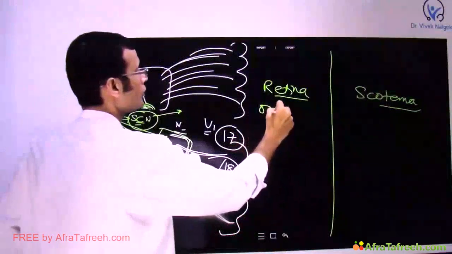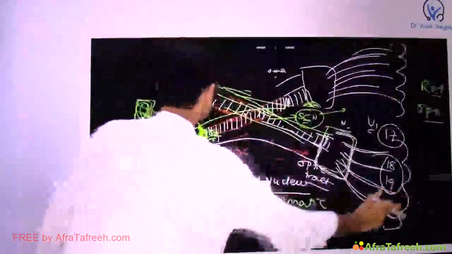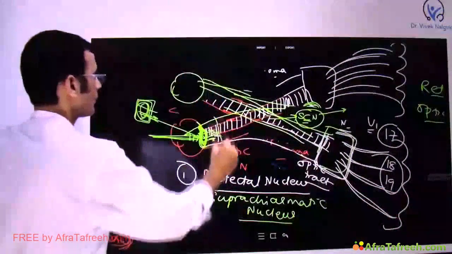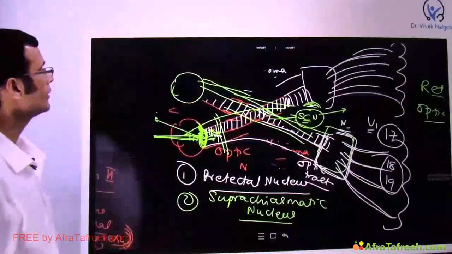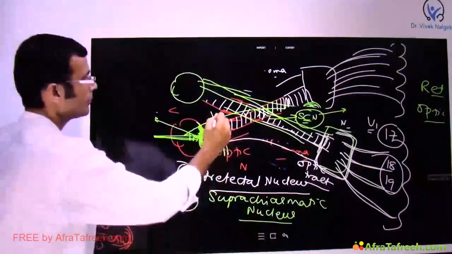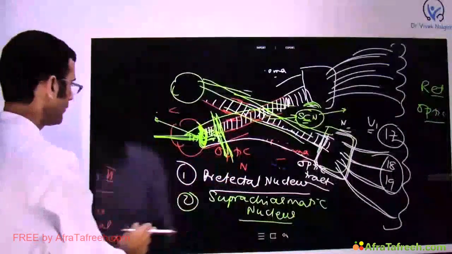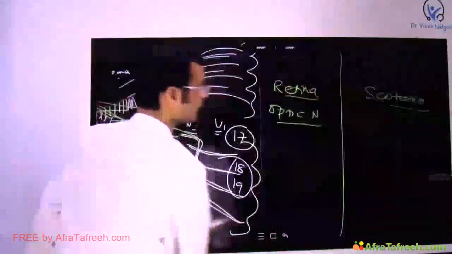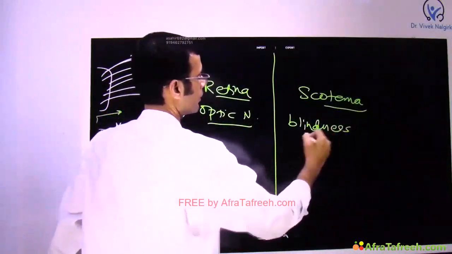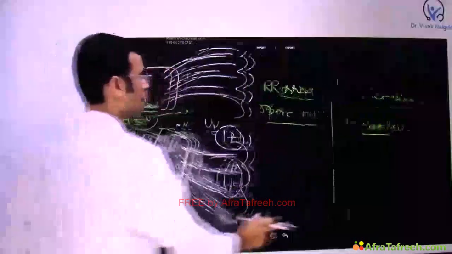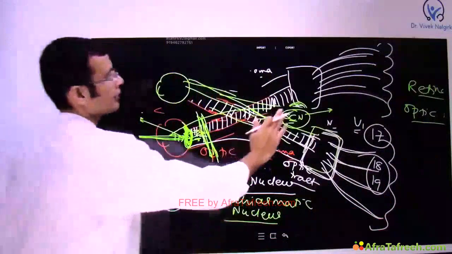Then lesion of the optic nerve. As you can see, there will be complete blindness on that side. The optic nerve itself is sectioned. So blindness of the corresponding eye.